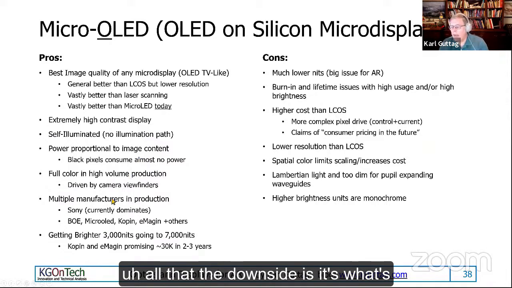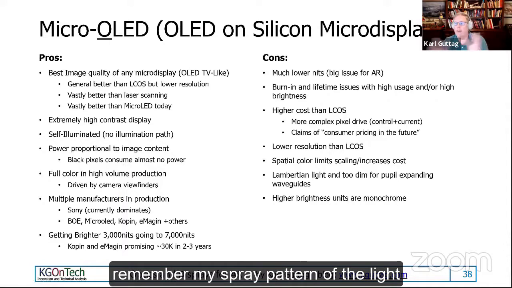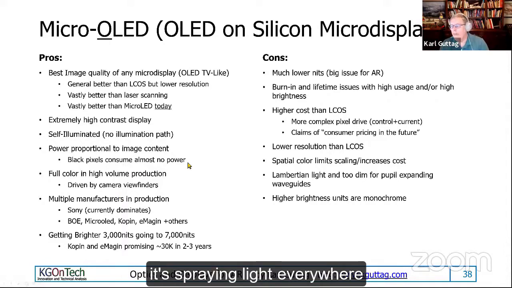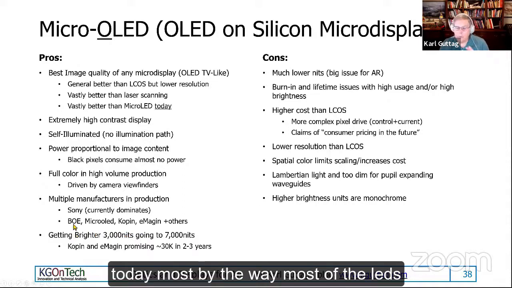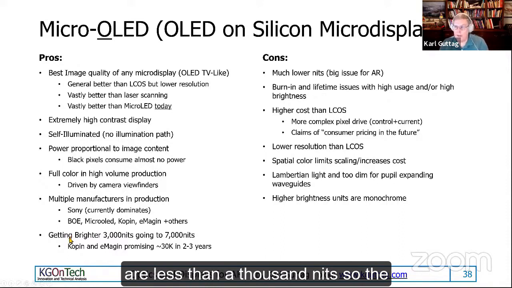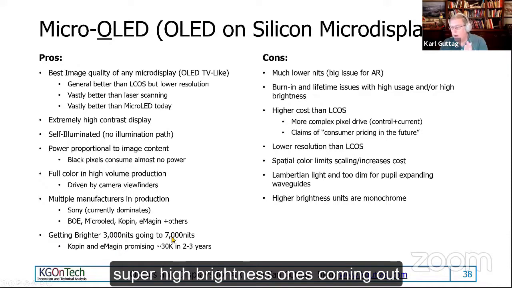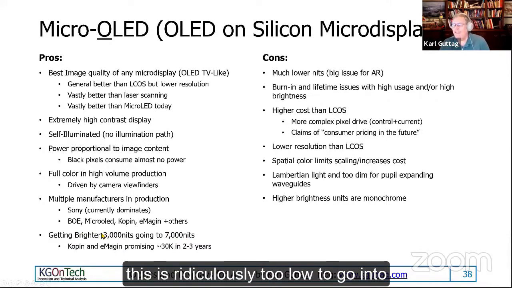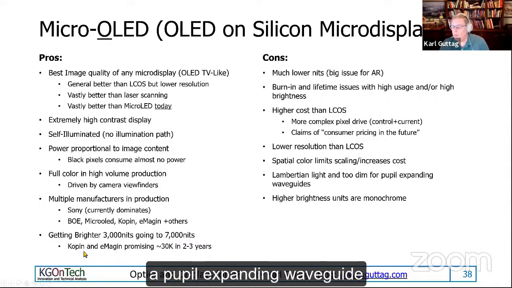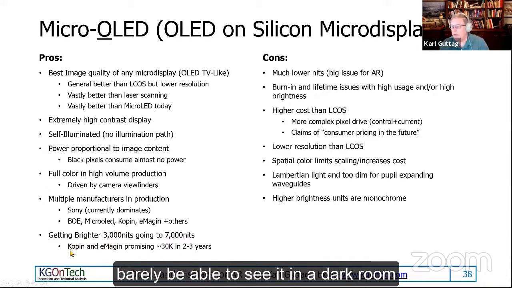All that. The downside is it's what we call Lambertian light. Remember my spray pattern of the light? It's spraying light everywhere. It's going to get you maybe 3,000 nits today. By the way, most of the OLEDs you buy are less than 1,000 nits. So the high brightness ones are maybe 3,000 nits today. The super high brightness ones coming out might get you to 7,000 nits. This is ridiculously too low to go into a pupil expanding waveguide. You'd get maybe a nit out, so you'd barely be able to see it in a dark room.